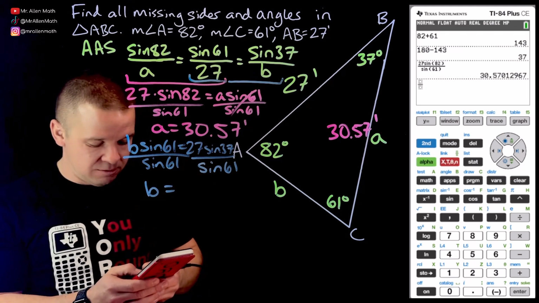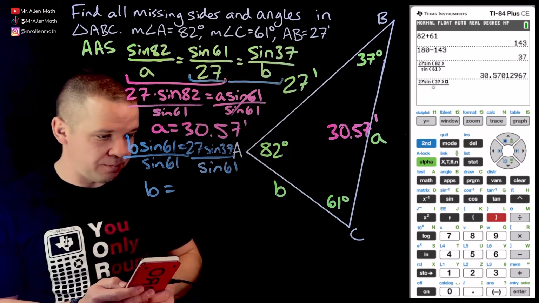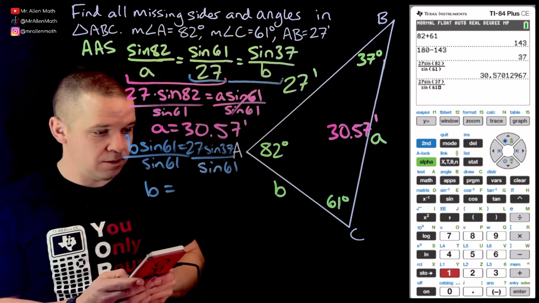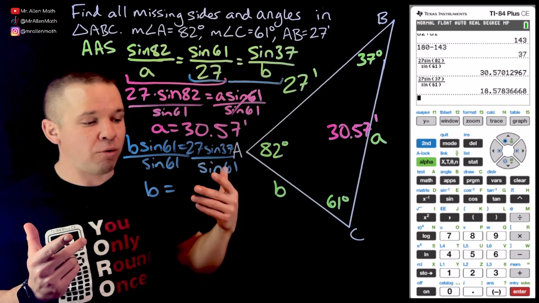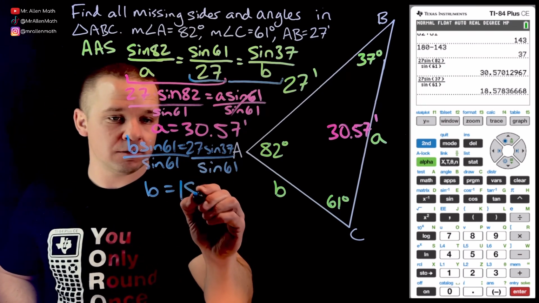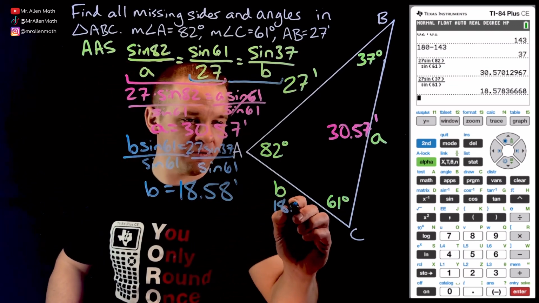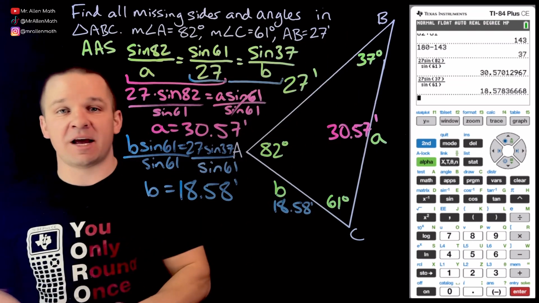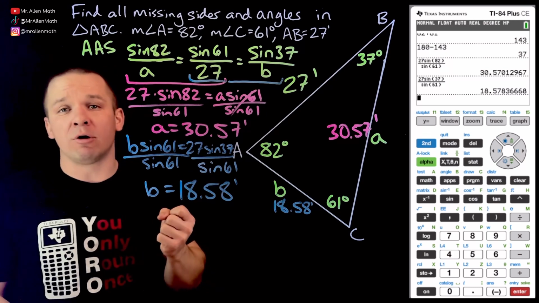Alpha x, watch me screw it up right now, 27. And then we've got sine 37. Close my parentheses. Arrow down. Sine of 61. Close my parentheses. And we've got 18.578. So, rounding, 18.58 feet. That's b, 18.58 feet. I have all of my sides and angles accounted for in this beautiful triangle ABC, done with the power of law of sines.